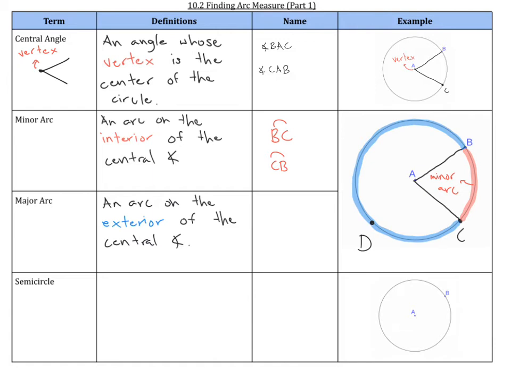So if we say arc BC, again, we take the shortest pathway. But if I say arc BDC, you have to go from B and then to D, and then finally to C. So when we trace along that pathway, we are tracing along the major arc just like we wanted. All right, so this right here is the major arc. And to name it again, we use 3 letters. So BDC or CDB if you want to go backwards. Either one will work.